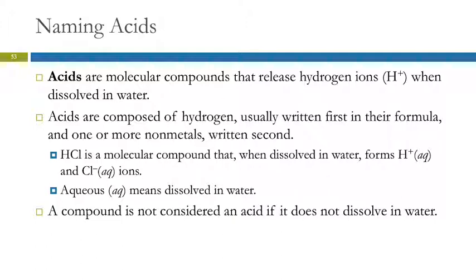It's kind of crazy. Acids have hydrogen, which is usually written first in the formula, and that will be the case in this class. The hydrogen comes first, and then there's one or more nonmetals after that. So this is an example, HCl. That's 2 nonmetals, right? That's a molecular compound. We could name that hydrogen monochloride. When you put it in water, it forms hydrogen ions and chloride ions. And this AQ in parentheses stands for aqueous, and that means it's dissolved in water.